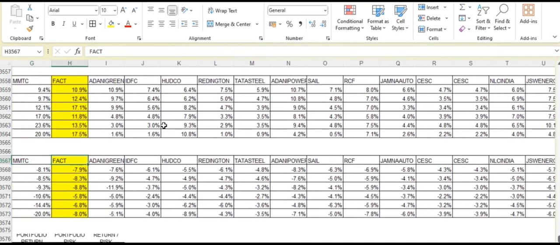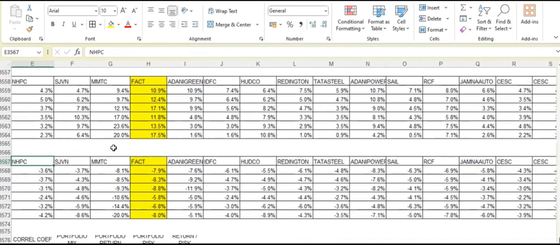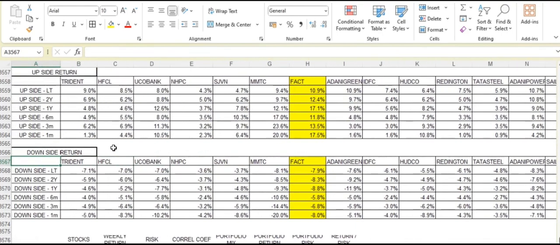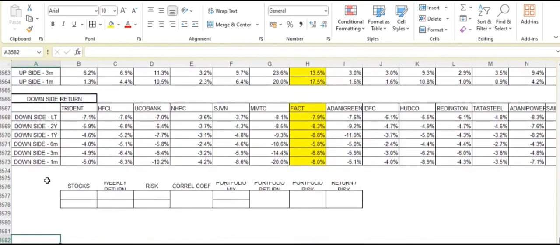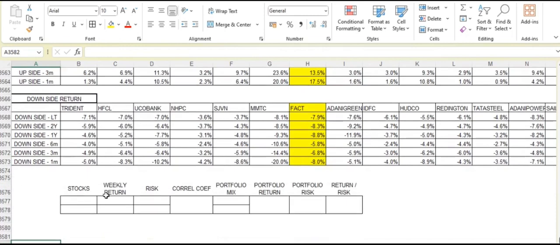Right? If we now come down and try to create our portfolio, we would be needing the following. We would first need to define the stocks in our portfolio, then define their weekly returns, then define the risk, and similarly define the correlation coefficient and the portfolio mix, and then subsequently the portfolio returns, risk, and risk to return ratio.